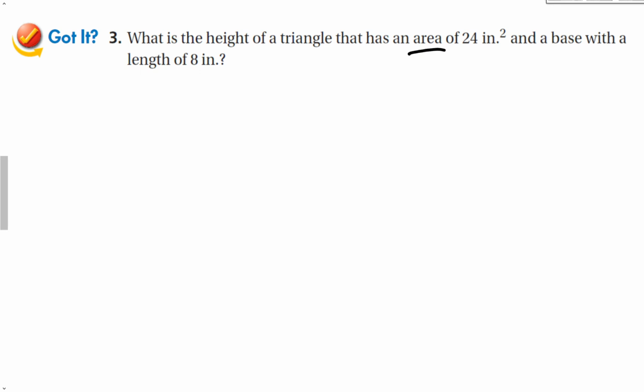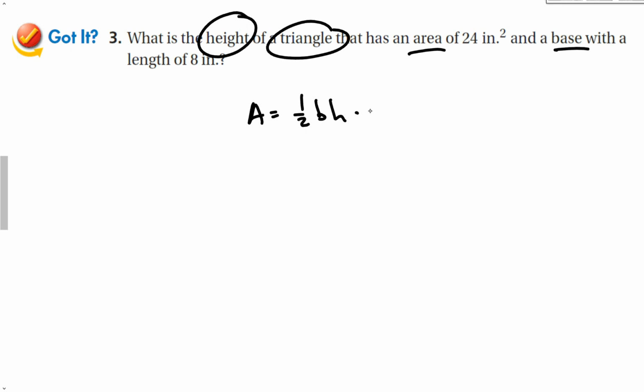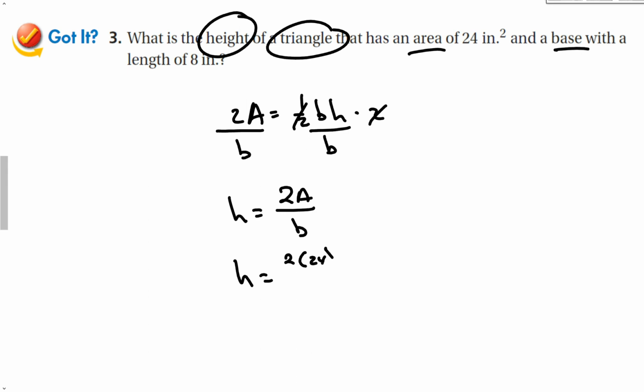Height of a triangle that has an area, a base, and a length. Base with a length of 8. So we want a triangle. The area of a triangle is 1/2 the base times the height. Okay? So the area is 24 and a base with a length of 8, and I want to know the height. So I could multiply both sides by 2. That'll cancel this 1/2. Divide by the base, and so we have the height is equal to 2 times the area over the base. So the height is going to be equal to 2 times 24 over 8. Okay, so we go 2 times 24 gives me a height of 6 inches.